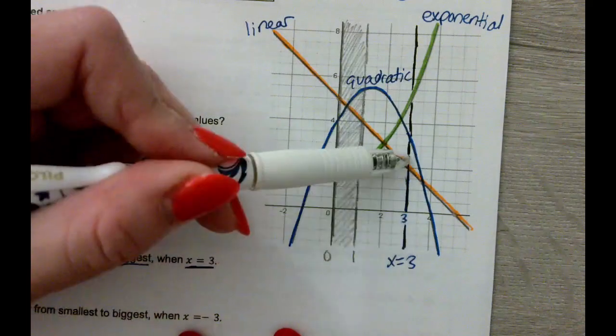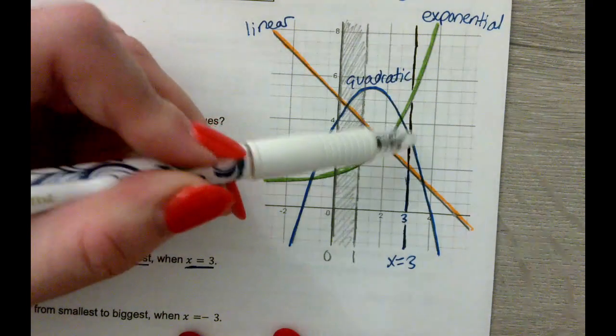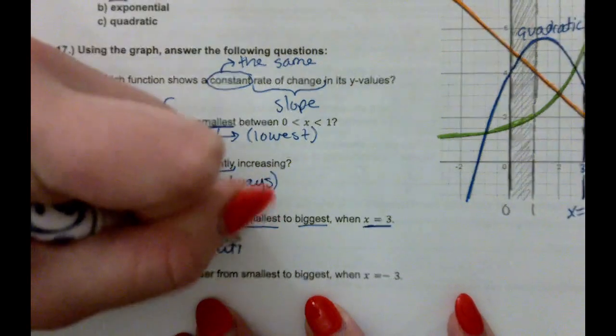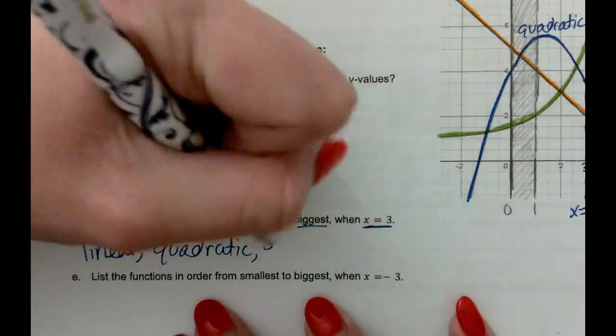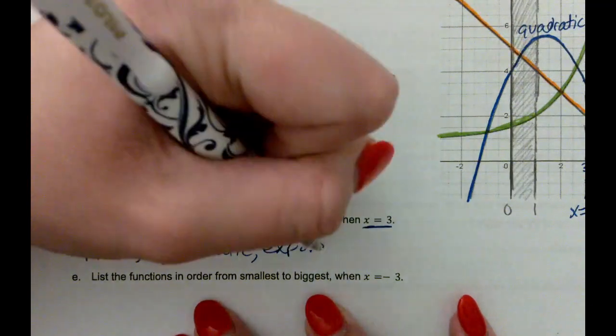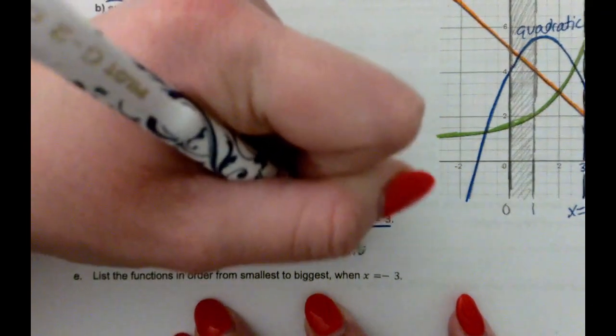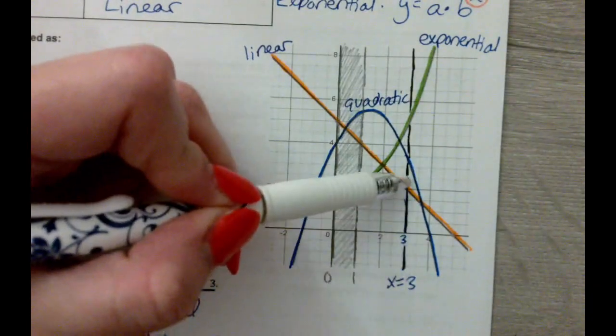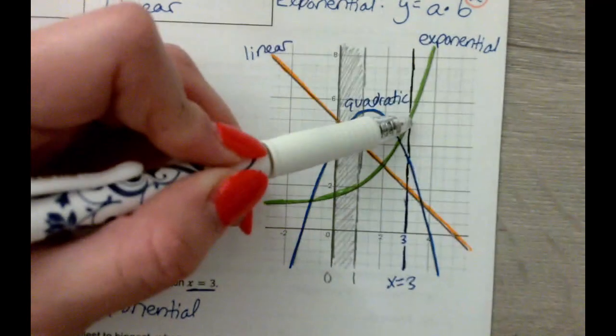So bottom, linear. Next function I hit is the blue one, which is the quadratic. Meaning my last one should be exponential. I'll check for it. Okay. Linear, quadratic, last one is exponential.